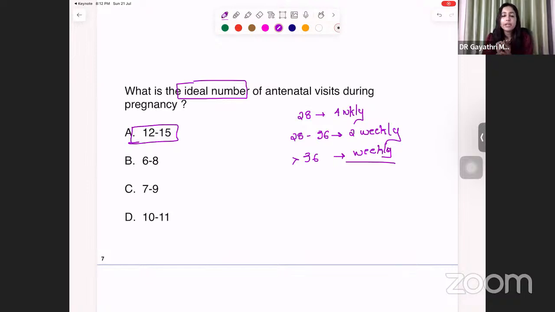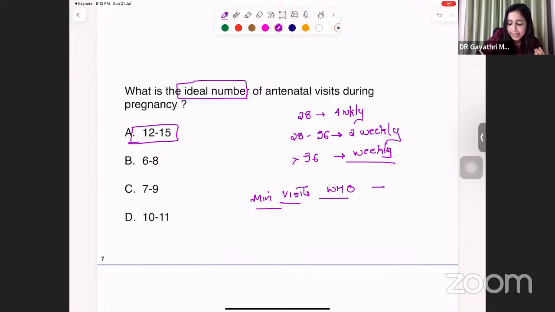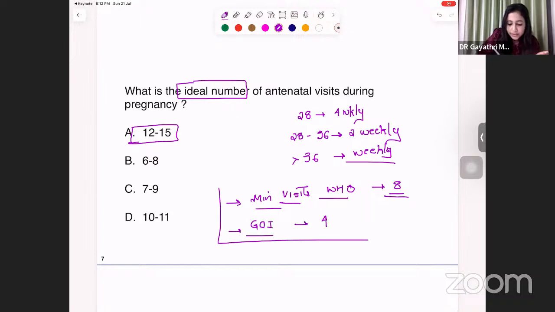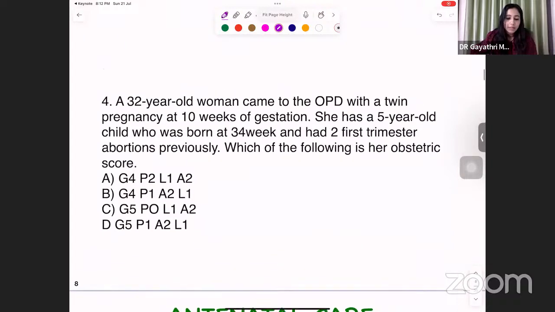If they ask you the minimum number of visits as per WHO, the minimum visits as per the WHO is 8. It's not 4. No, it's not 4. It is 8. 4 is the older one, which is given by the focus model. So as per the WHO, it is 8. And as per Government of India, it is 4 visits. So the minimum number of visits as per WHO is basically 8. Again, previously asked question. Coming to the next question.